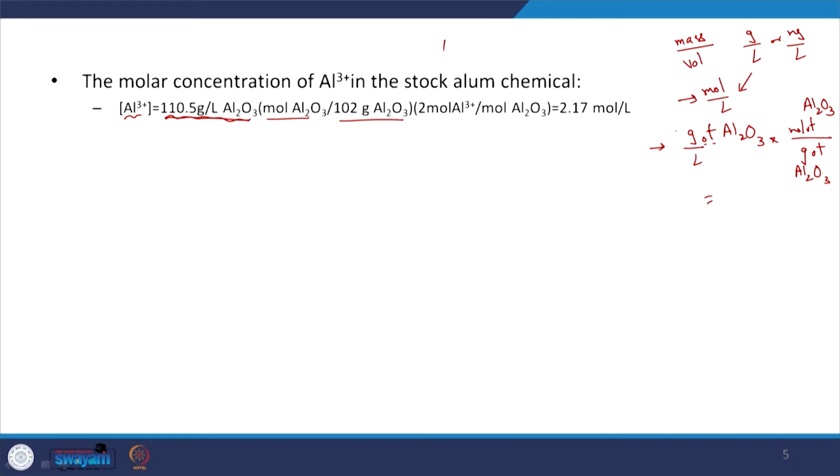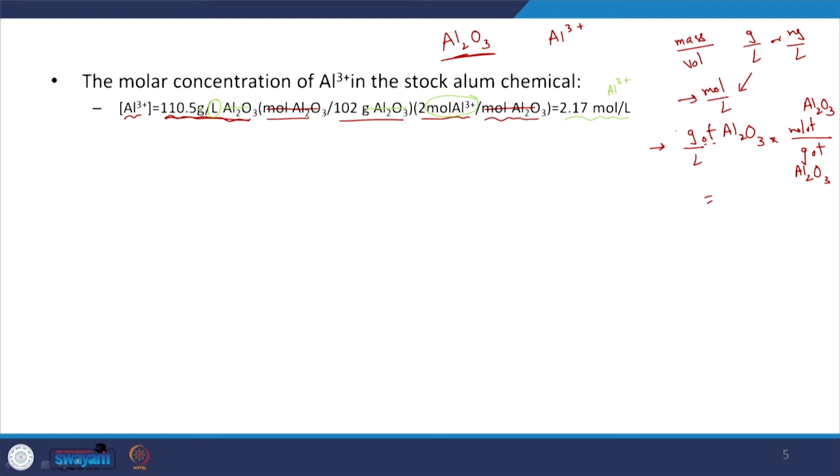So, looking at Al2O3 and Al3+, I can see that there are 2 moles of aluminum per 1 mole of Al2O3. So, that is why 2 moles of Al3+ for 1 mole of Al2O3. So, this 1 mole of Al2O3 will cancel out here, and let me use a different colored pen, and this mass will cancel out here, grams of Al2O3. So, what am I left with? I am left with moles of Al3+ per liter of water. So, that is what I have. This is moles of Al3+ per liter of water, right.